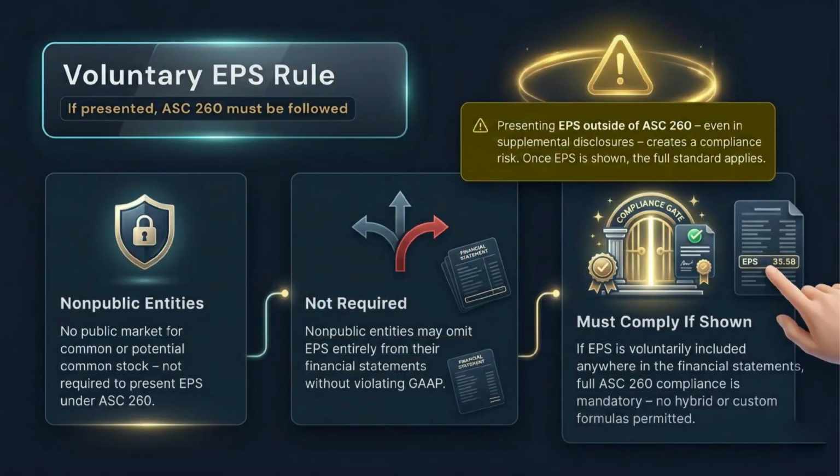For non public entities, the rule is different. They are generally not required to present EPS, but here is the important compliance point. If a non public entity voluntarily presents EPS in its financial statements, it must follow ASC 260. It cannot invent a shortcut formula or present a management style per share number as if it were US GAAP EPS. Once EPS is shown, the standard walks into the room and says, "Thank you, I will handle this from here."